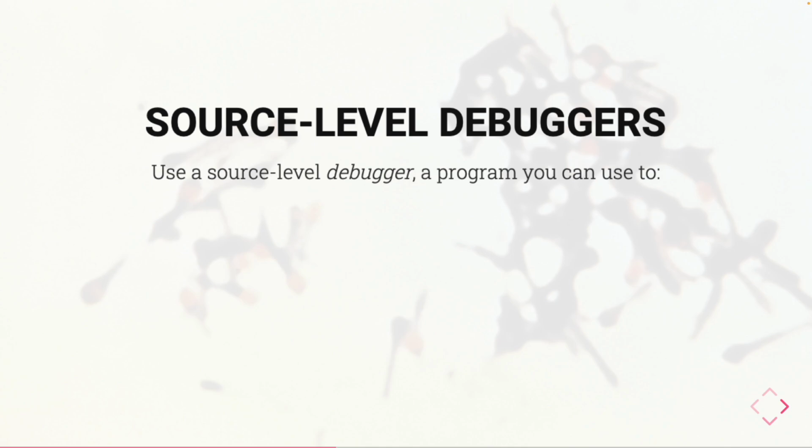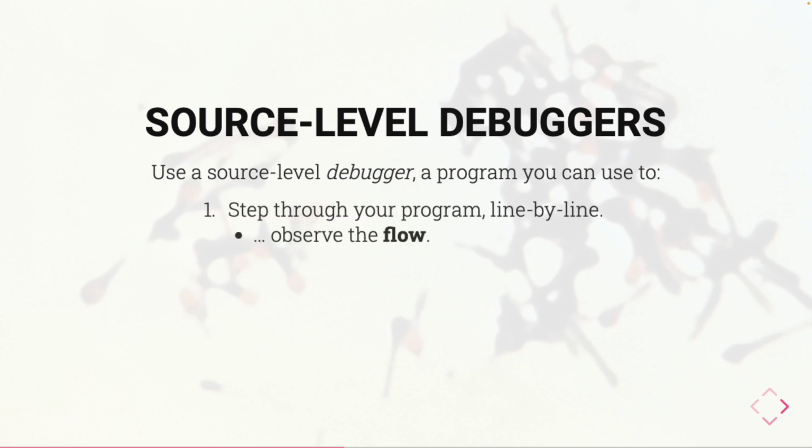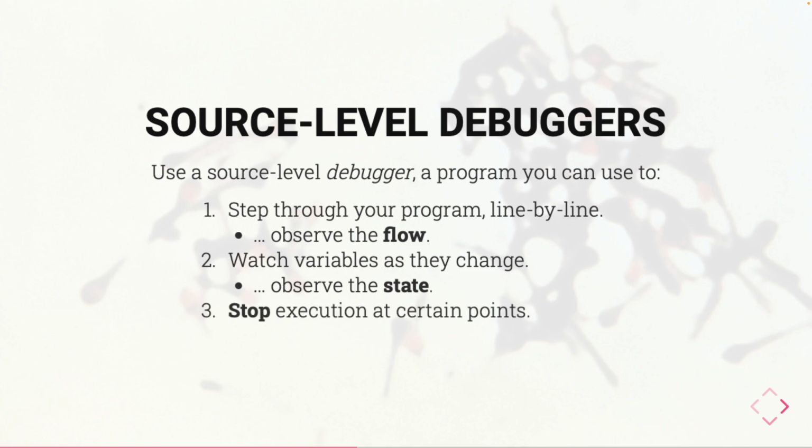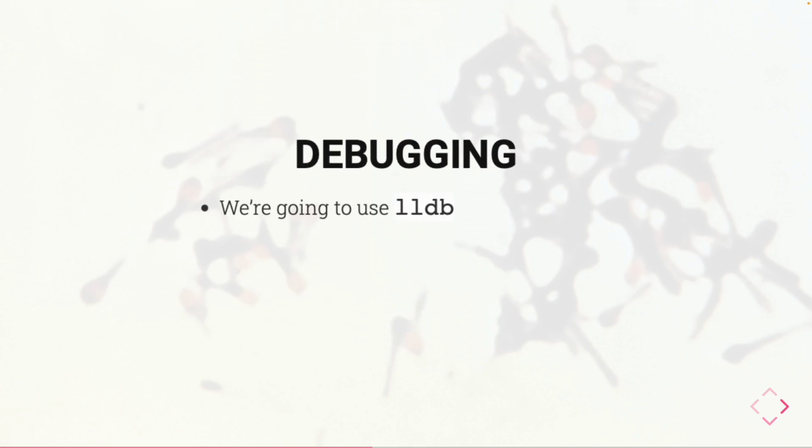Finally, we're at the topic of a source level debugger. So a source level debugger lets you step through your program line by line, which lets you observe the flow, watch variables as they change, so state, and this part's super important, stop execution at certain points using a thing called a breakpoint. So in this course, in this language, we're going to use LLDB, but pretty much everything short of the syntax that you type into the terminal is generalizable for other languages.